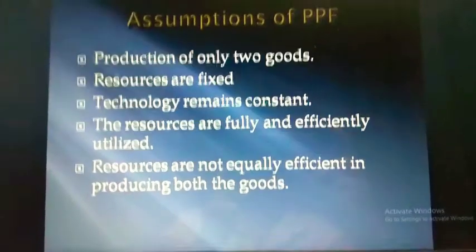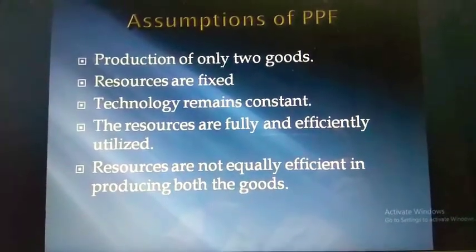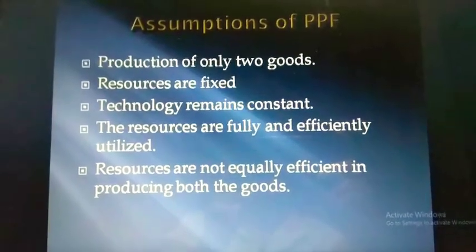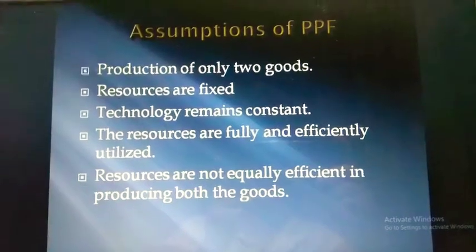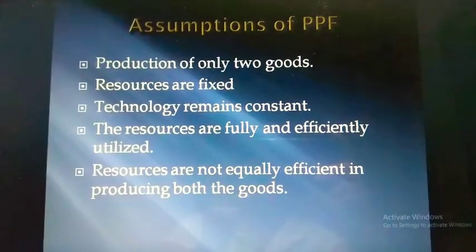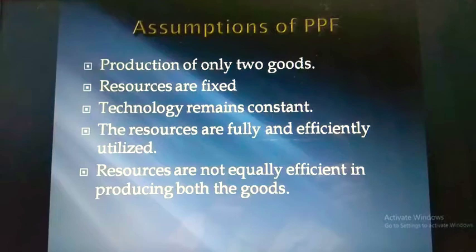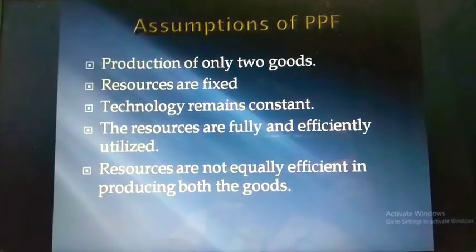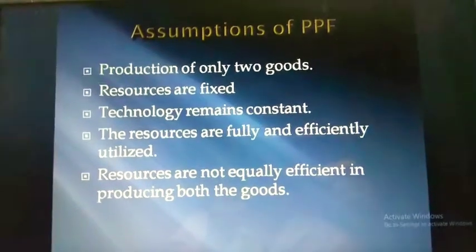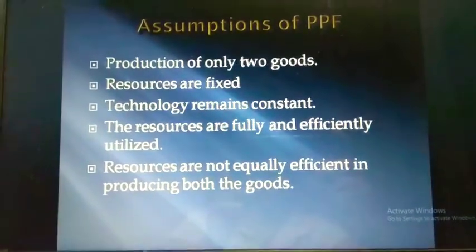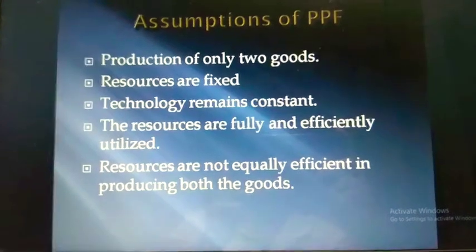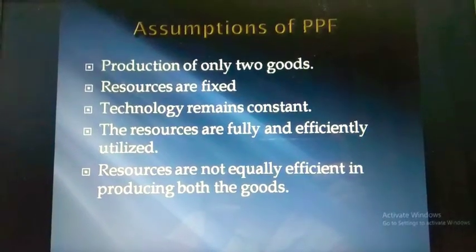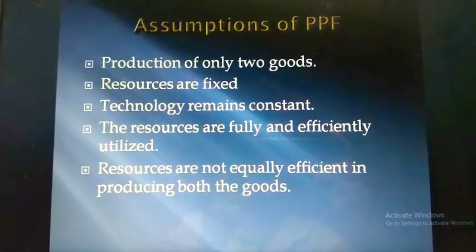Already I explained to you the first three assumptions along with the meaning. The fourth assumption says that the resources are fully and efficiently utilized. That means what? Whatever resources are available to you, no resources are lying idle. For example, if labor as a resource is available to you, so in an economy, not even a single labor is idle. That means there is no question of unemployment existing.